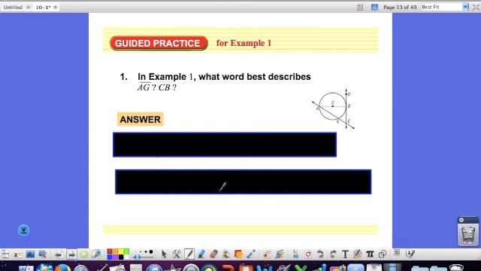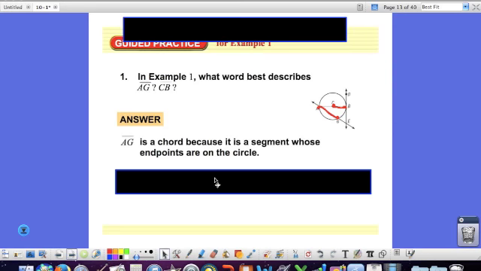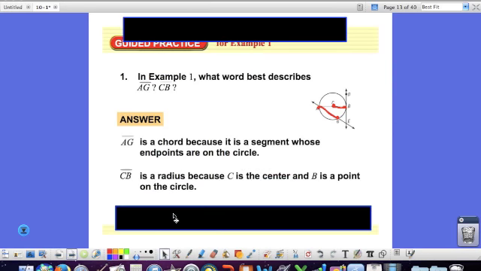So in example 1, what word best describes AG and also CB? So AG is a chord because we're just talking about the segment. CB is a radius. Let's see if I'm right. AG is a chord, woohoo, and CB is a radius.